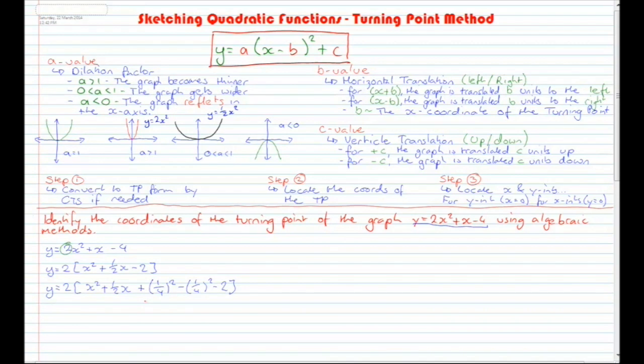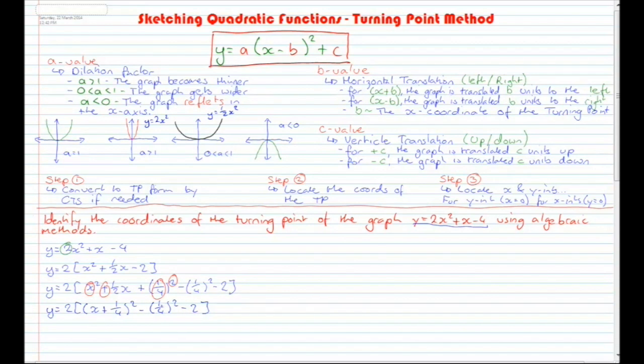And so now what I need to do is go through and circle all of the bits that will go into the brackets when I complete the square. So that is the x, the plus, the 1/4, and the squared. So that's going to get us y is equal to 2 bracket, a little bracket, x down from here, plus 1/4 squared. Then I write out the rest of it, minus 1/4 squared minus 2, close bracket.